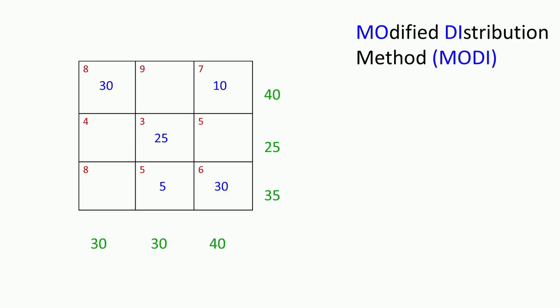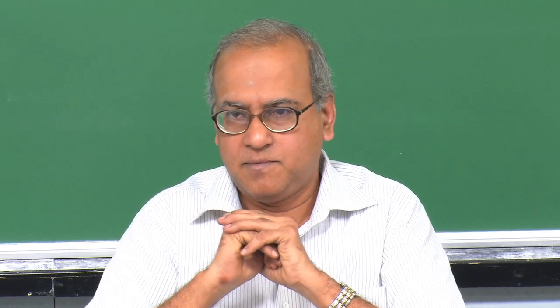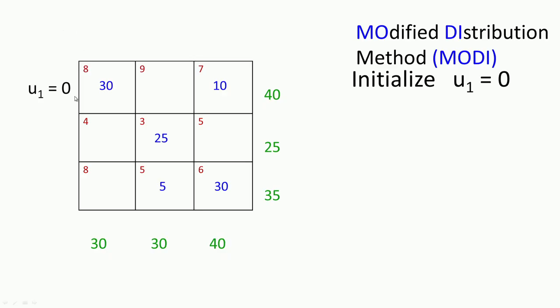So we look at the same starting solution with which we started one of the stepping stone methods. Now this is the starting solution that we have. With this solution we are now going to associate a term with every supply and every demand. There are 3 supply points, so we are going to define U1, U2 and U3. There are 3 demand points. We will define V1, V2 and V3.